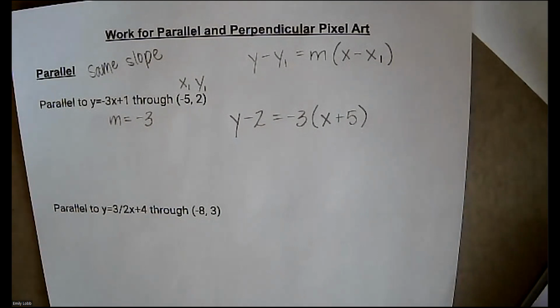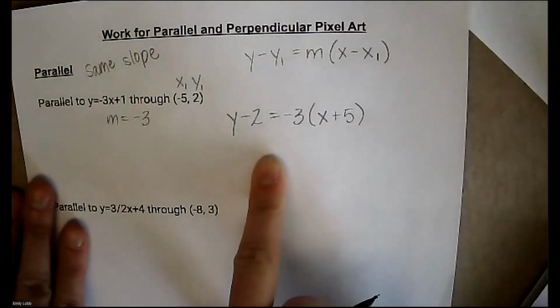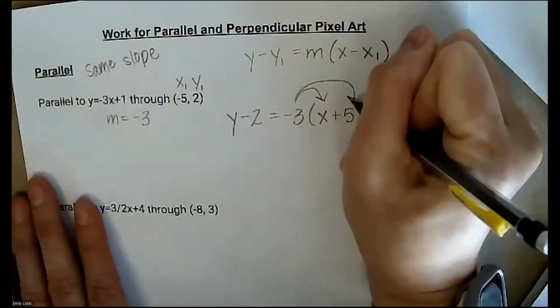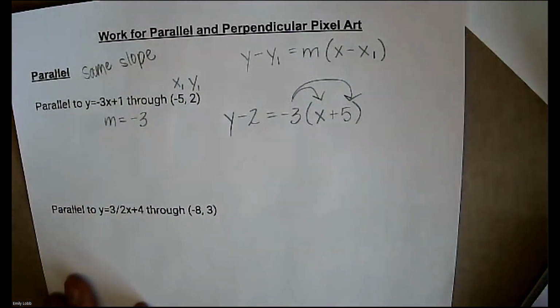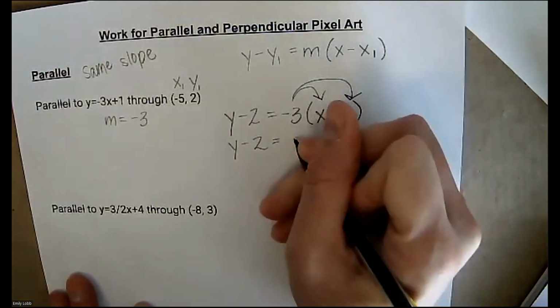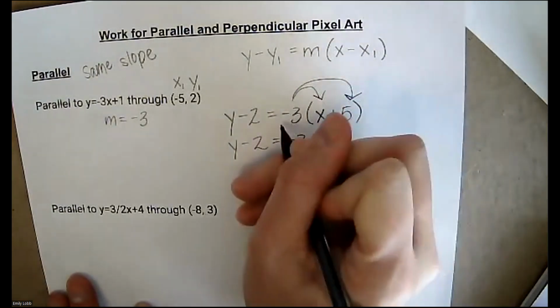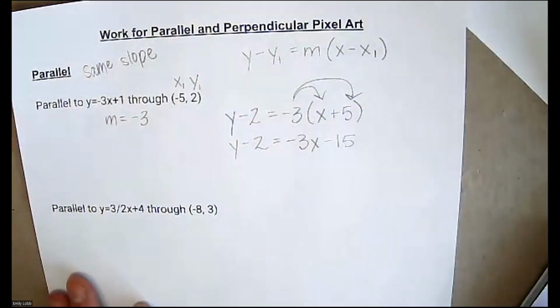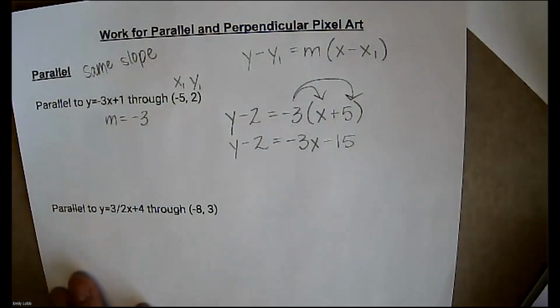The question says, write the equation of the line that passes through the point, whatever the point is, and is parallel to this line, or on the back you have perpendicular to it. So if you wanted to change it into slope-intercept form, remember to distribute through your parentheses. So I still have y minus 2 is equal to -3 times x, which is -3x, and -3 times 5, which is -15.